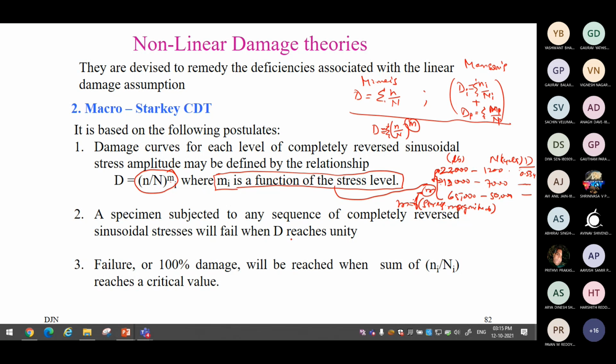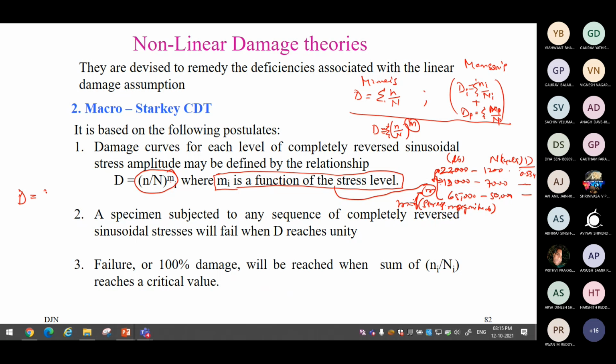So a specimen subjected to any sequence can be used in this particular fashion. And when the damage reaches the value 1, then we assume that it is a failure. That is the critical value. That is the overall postulate. Apart from the introduction of the nonlinearity term, remaining things are the same in this particular theory. We have to just go on adding.